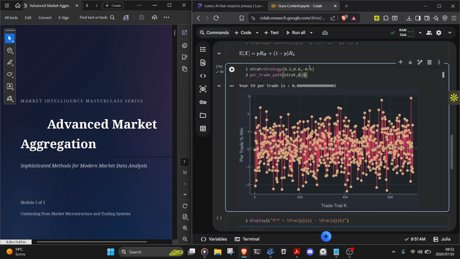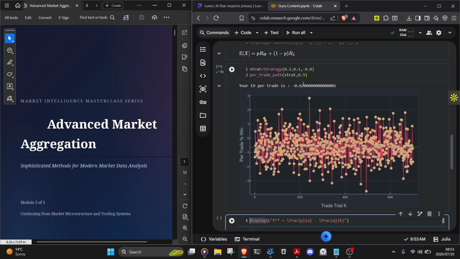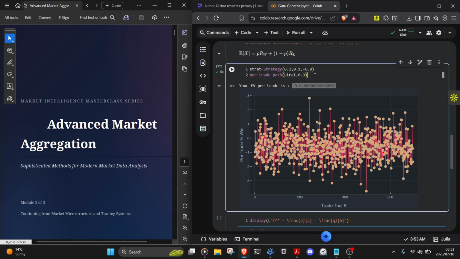Now, let's say your strategy has an average losing trade return of 80% and an average winning trade return of 10%. Probability of winning is 2%, and the volatility is 0.9, assuming a high volatility, because in real life, things are volatile. Let's take a look. That's a negative EV strategy. So on average, when you put up $1, you should expect to lose 62 cents for every dollar that you put up.